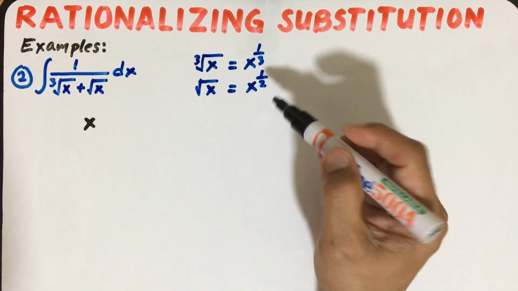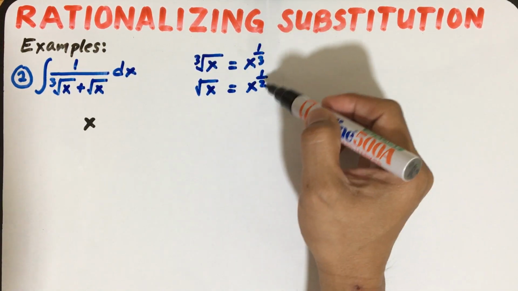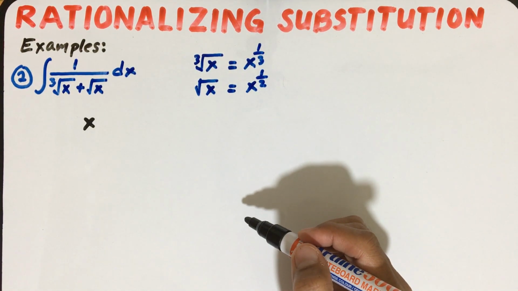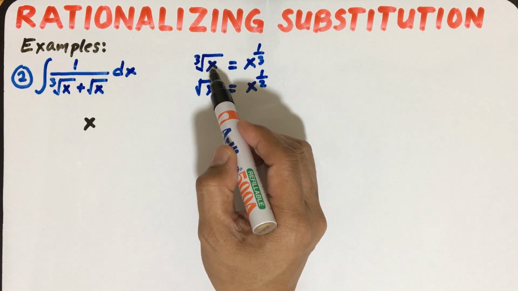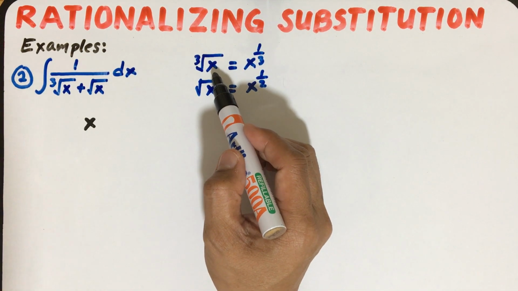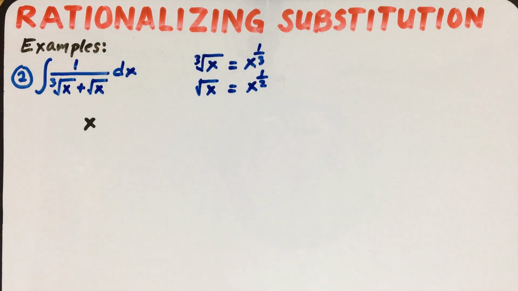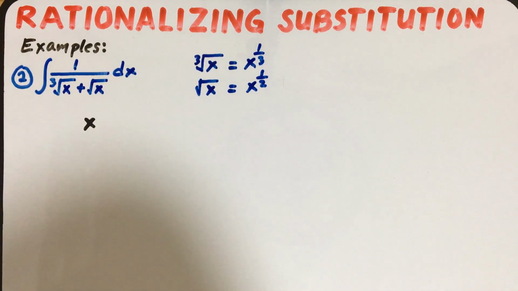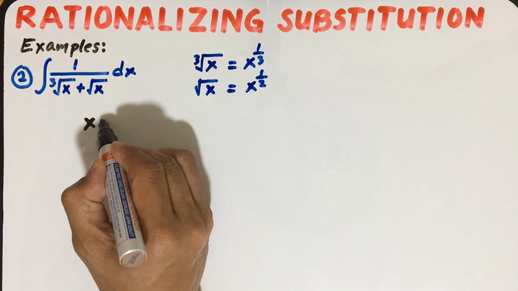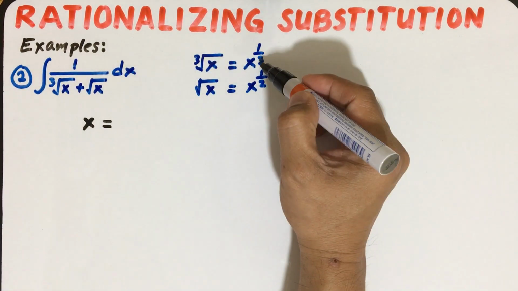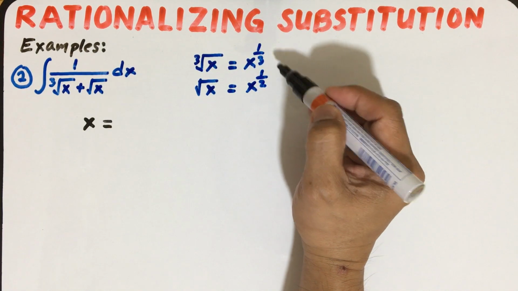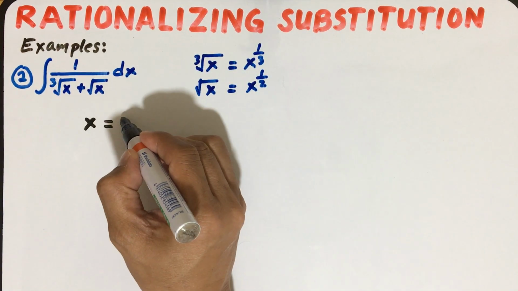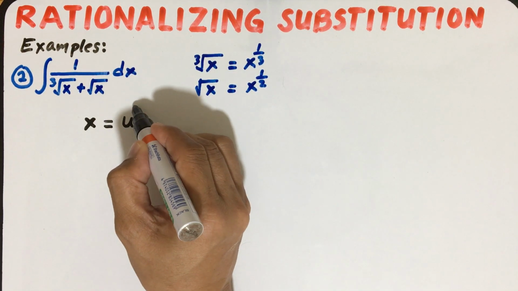What is the exponent that is common to these two, 1/3 and 1/2, so that when we take the cube root of that expression, we will get a whole number for the exponent? So if we let x be equal to, the common multiple of 3 and 2 is 6, so we can let x be equal to u to the power 6.